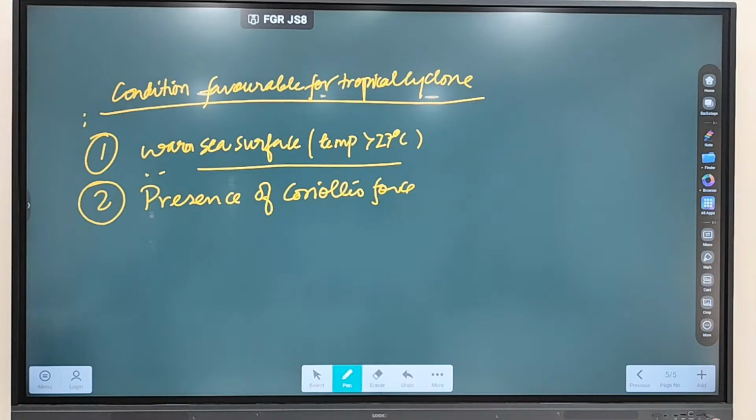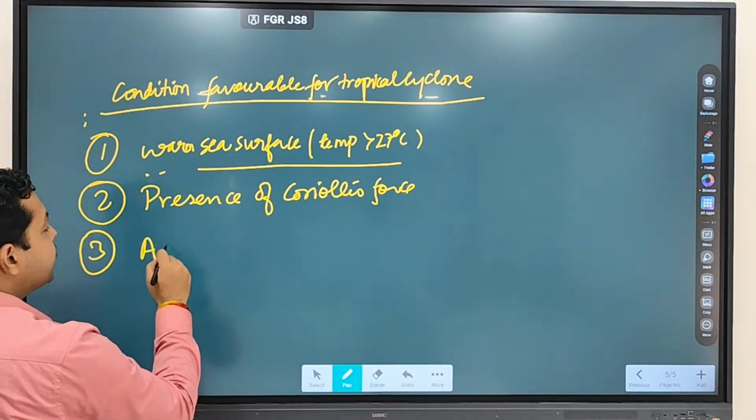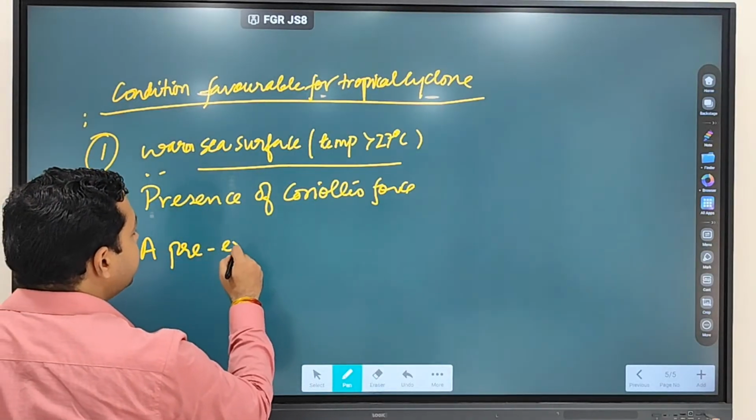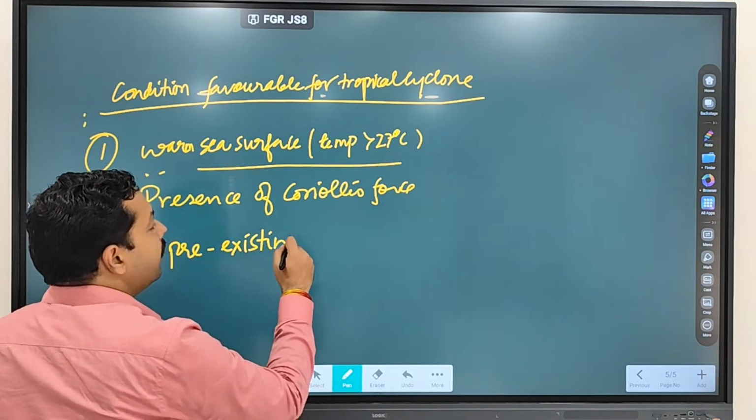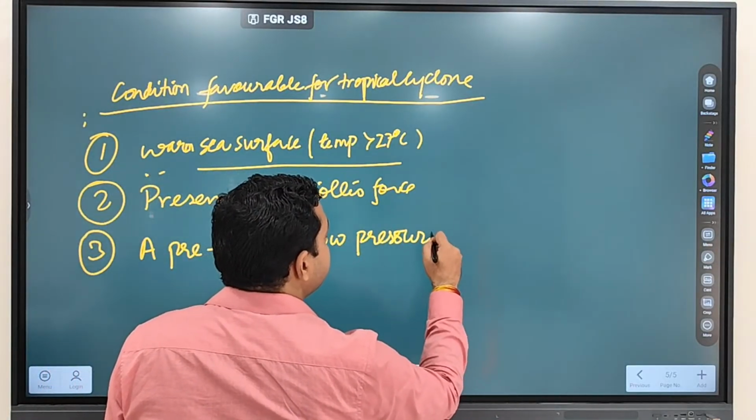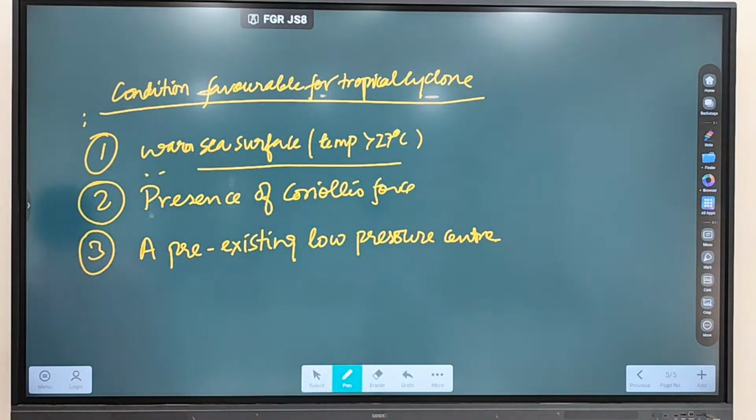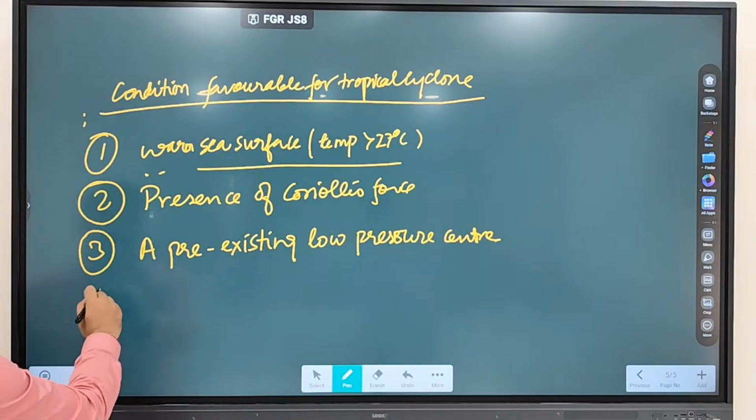The third thing, you require a pre-existing low pressure center. So it requires a low pressure center around which cyclones can develop. A pre-existing low pressure area or pre-existing low pressure center. Fine.